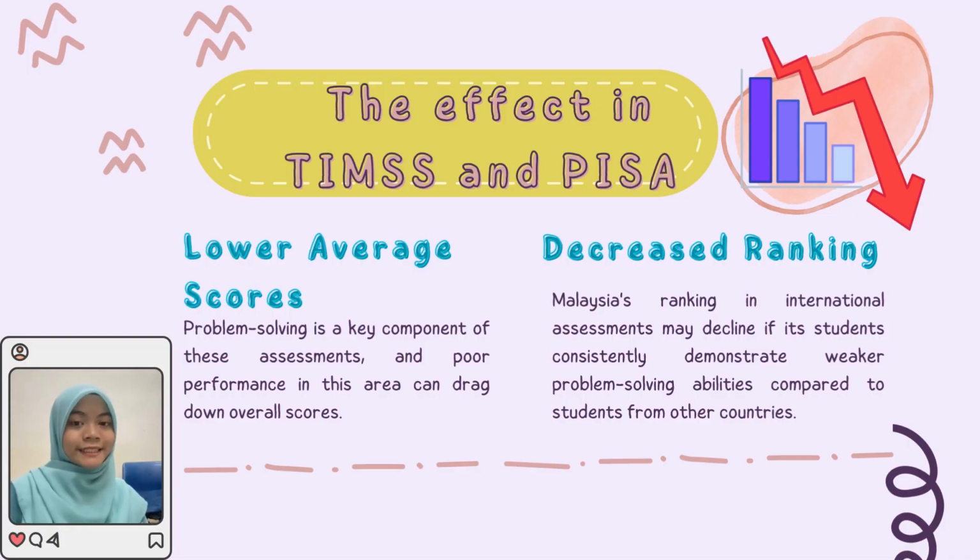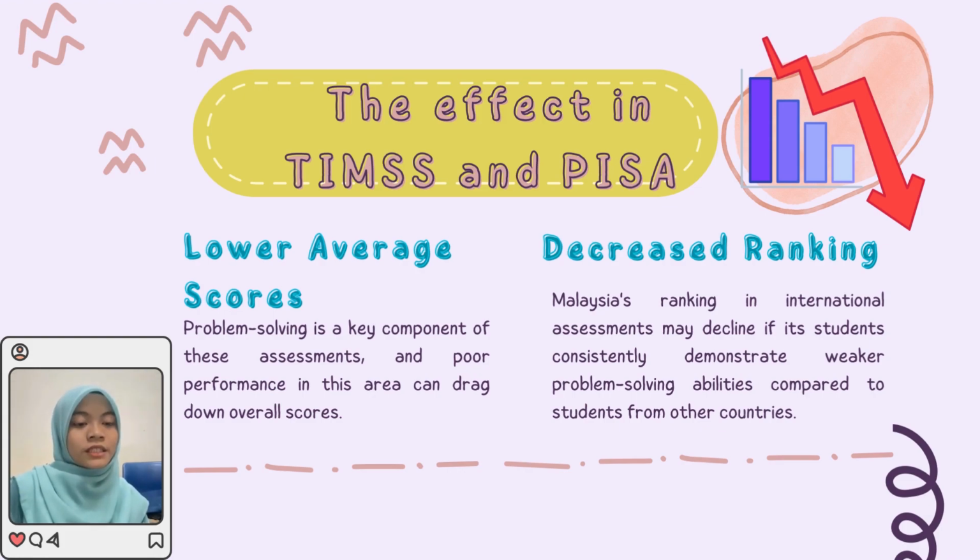If students in Malaysia have low problem solving in mathematics, it can have several implications for their performance in international assessments like TIMSS and PISA. And some of the implications is it will lower our average scores. It is because problem solving is a key component of these assessments, and poor performance in this area can drag down the overall score.